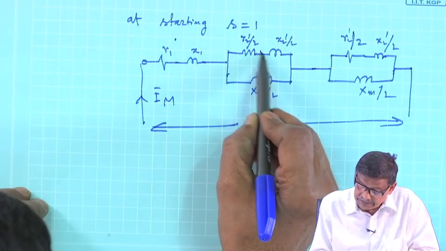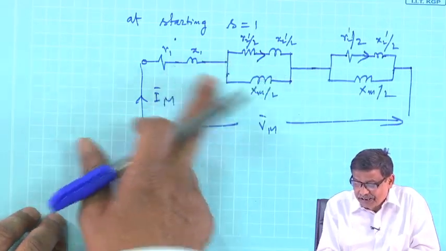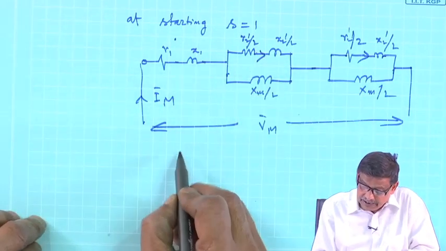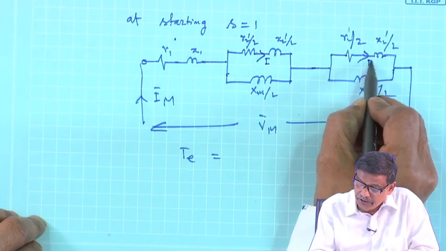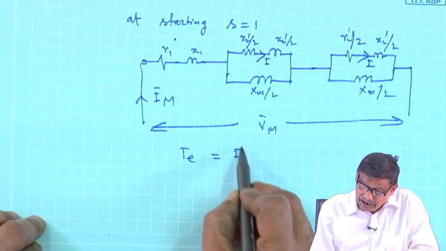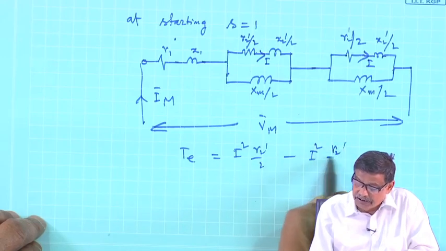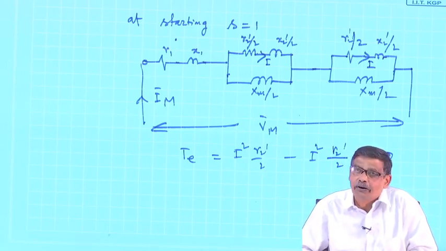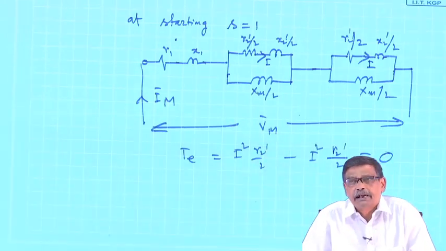Do you think this current and this current will be different? No, the way this current divides, because these impedances are all the same. Therefore, during this time the torque will be, if I say this current is I, this current will also be I, and I square into R2 dashed by 2 minus I square into R2 dashed by 2, that will be 0. Therefore, the machine is unable to develop any torque at S equal to 1, which of course, physically I knew earlier. But okay, the equivalent circuit also tells me that.